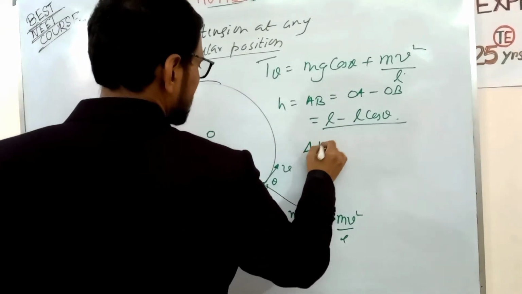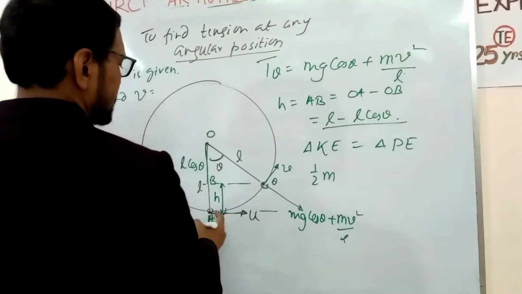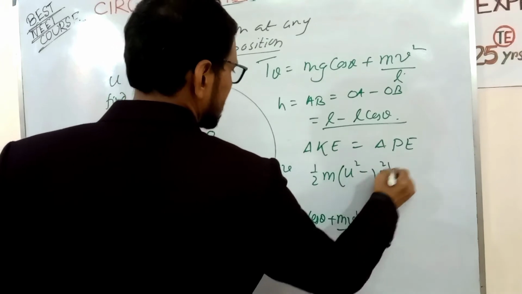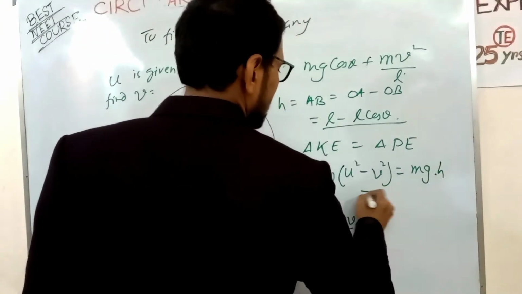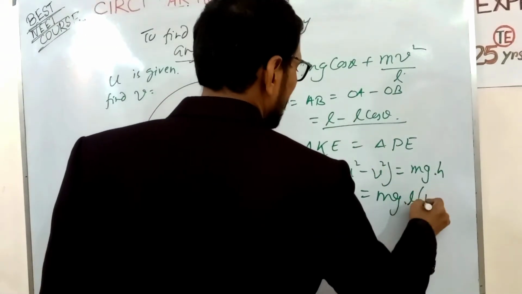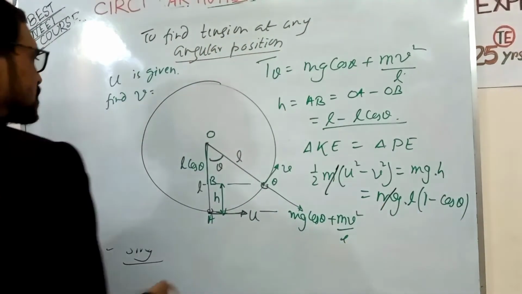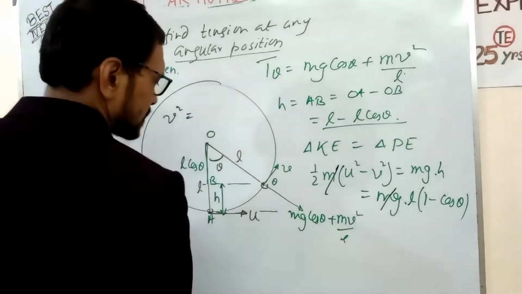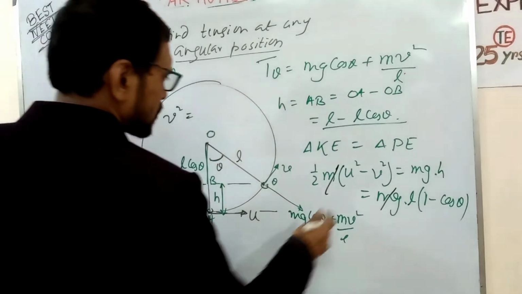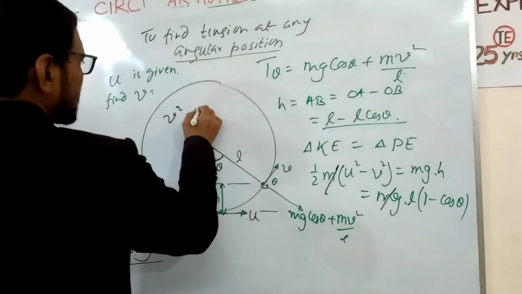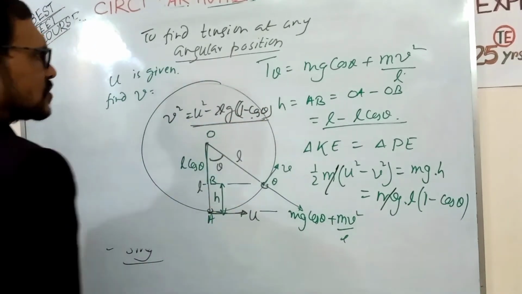So apply change of kinetic energy equal to change of potential energy. We get half m u square minus half m v square equal to the change of potential energy, mg into height h. What is h? H is L into 1 minus cos theta. So cancel m, and we get v square equal to u square minus 2lg into 1 minus cos theta. This is the answer.